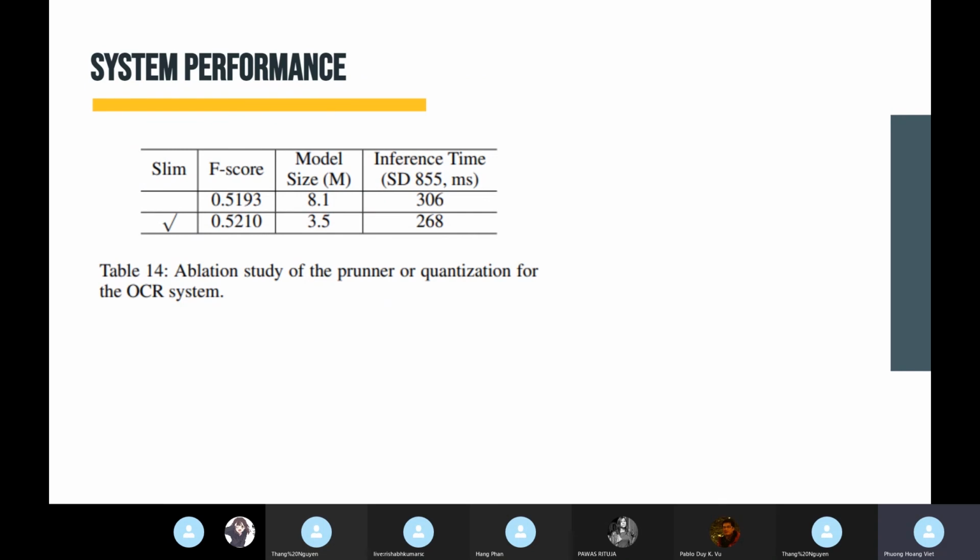So now we will talk about the system performance. You can see that when we use the slim approach, the model size will reduce, but the F score is not really impacted. Therefore, the FPGM pruner and the PACT quantization are also effective strategies for reducing the model size.